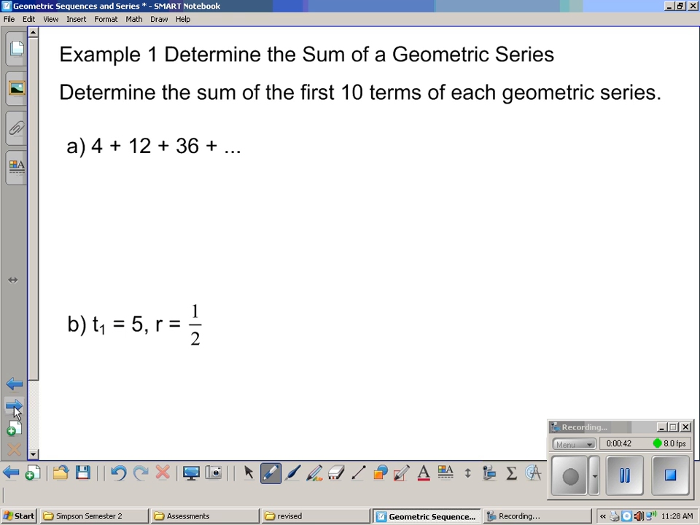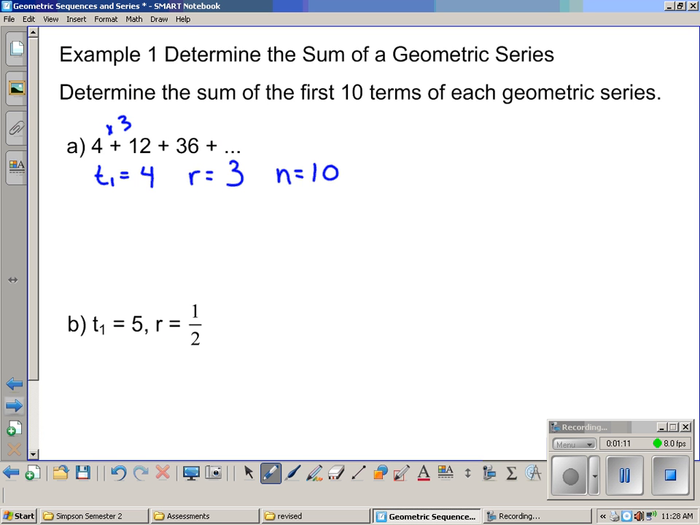Example 1. Determine the sum of the first 10 terms of each geometric series. And the first one is 4, 12, 36. So in this question, T1 is our first term, which is 4. R, our common ratio, is what do I need to multiply 4 by to get to 12? Well, I need to multiply by 3. And our number of terms is 10.